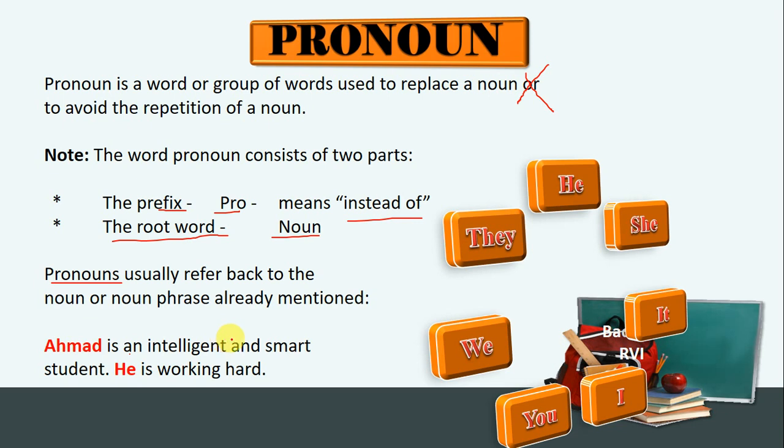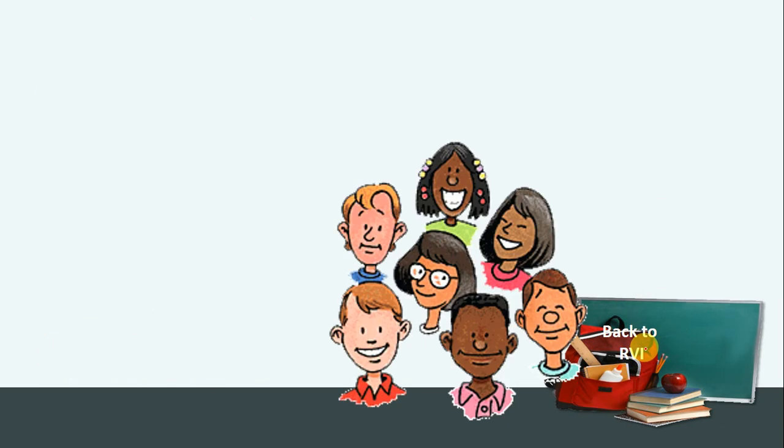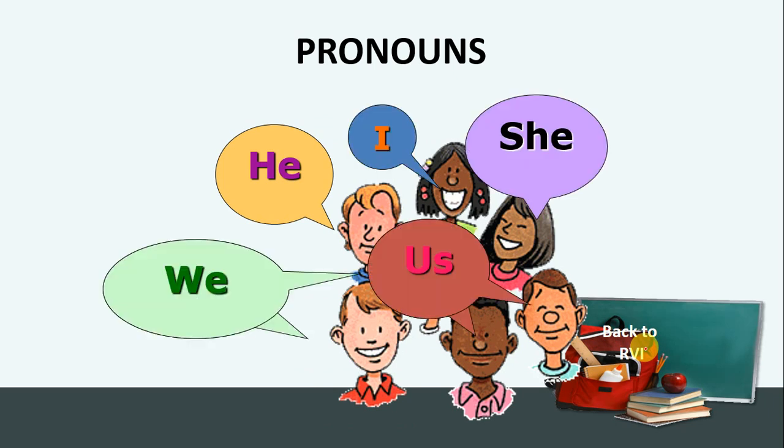Remember one thing, dear students: a pronoun always refers back to the noun that was mentioned. It refers back to the noun or phrase which is mentioned. Okay, so these are some examples of pronouns: he, she, they, we, I, you, it. You can see these are pronouns.